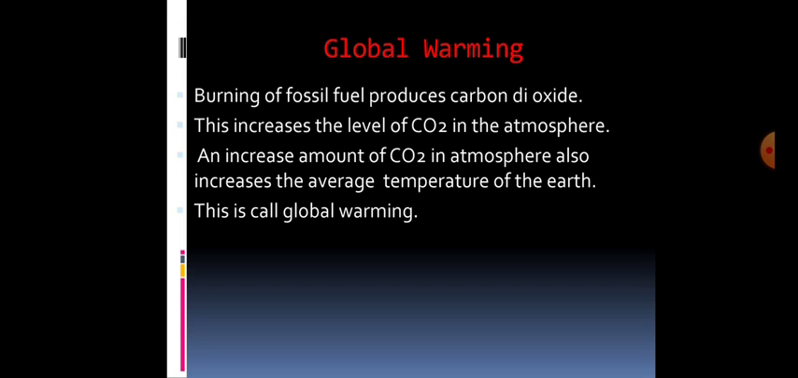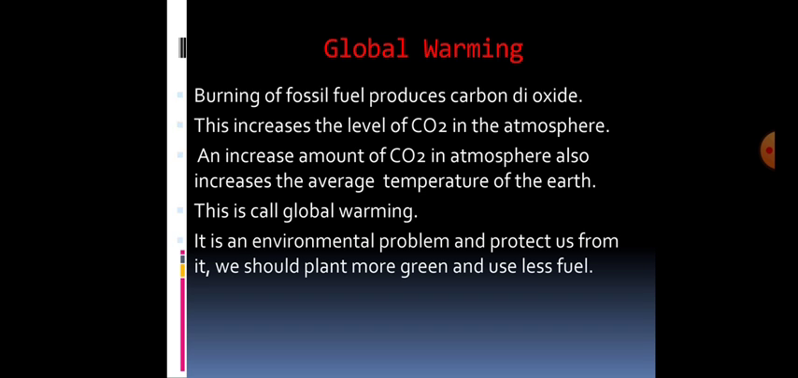But when the amount of carbon dioxide gas increases, what happens? They absorb a greater amount of the sun's heat. Due to that, it increases the temperature of the earth. So that's global warming. So we should find ways to get rid of these problems because it is an environmental problem. So in order to get rid of it, what should we do?